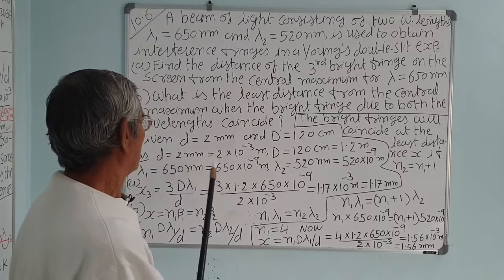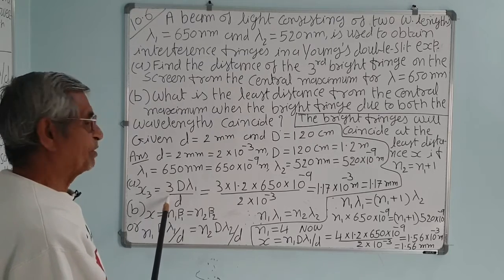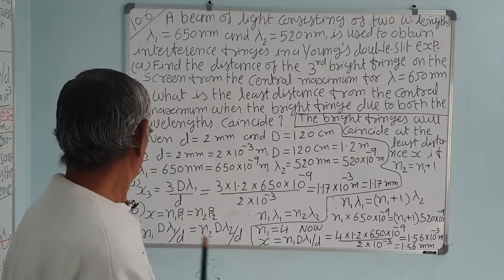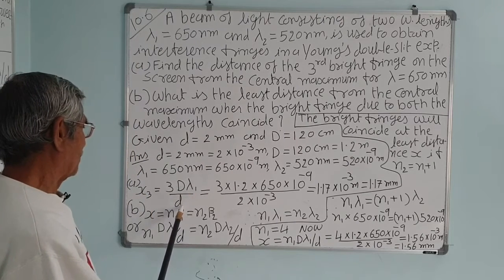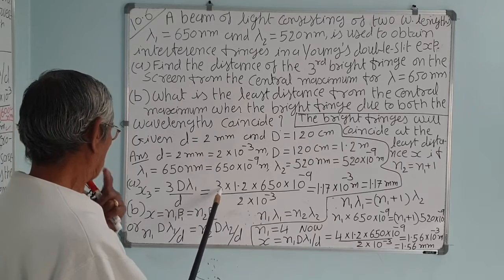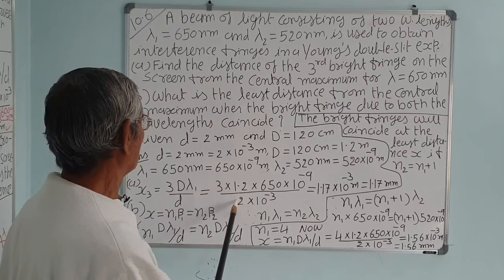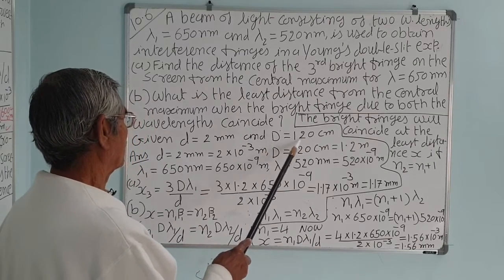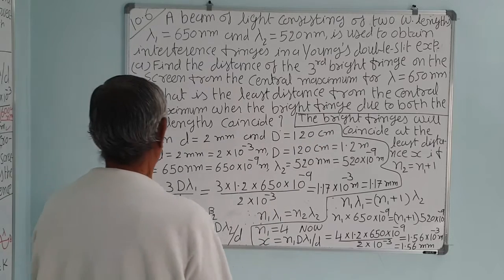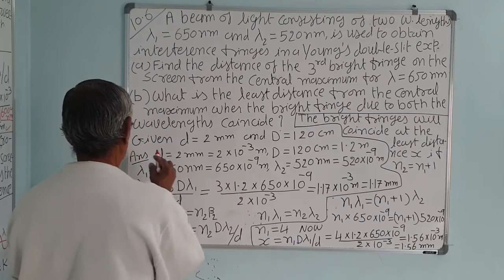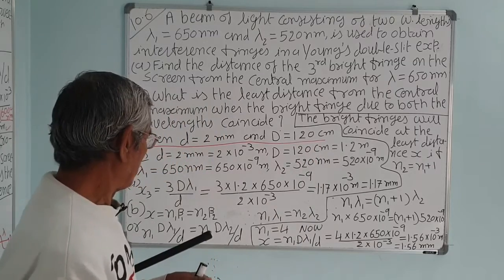So the answer is x3. That is, xn is equal to n D lambda upon small d. That is, x3 is equal to 3 D lambda upon small d. The distance is the same, that is 1.2, it is given. Correct? D is 120 centimeter, given. This is capital D, small d is 2 millimeter, that is 2 into 10 raised to minus 3. These data are given.